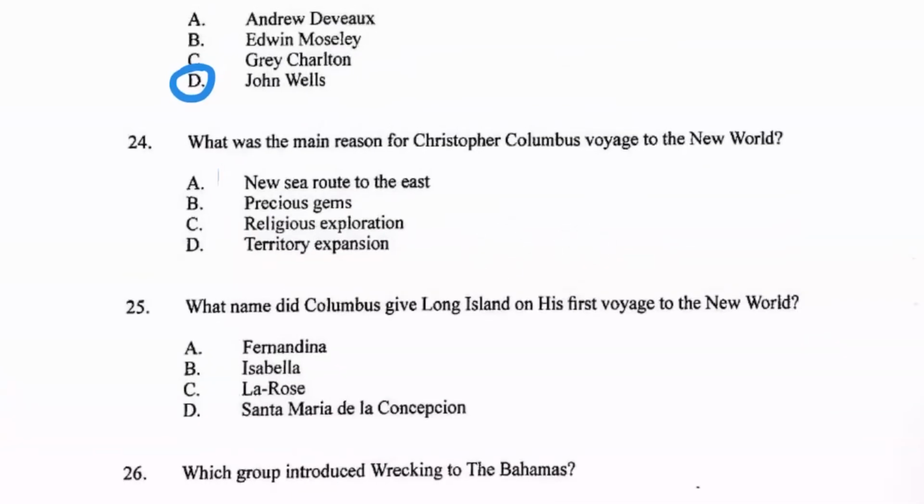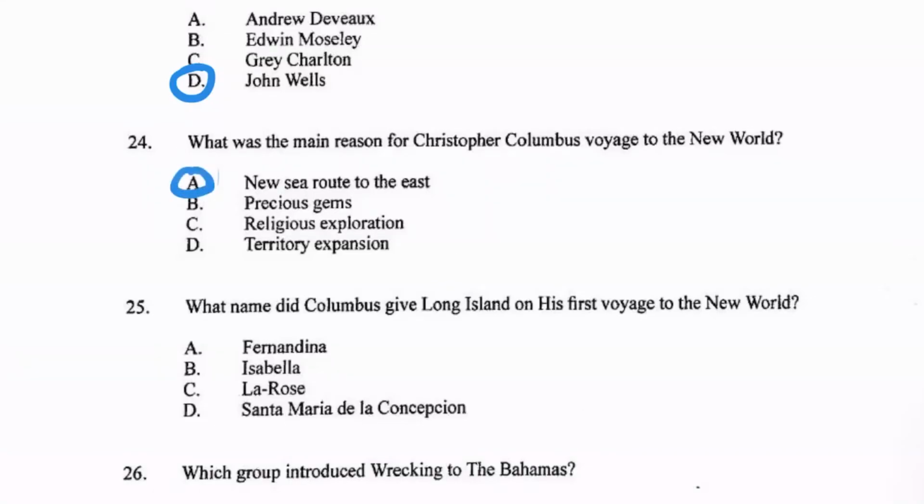Number 24, what was the main reason for Christopher Columbus' voyage to the New World? A, new sea route to the east, B, for precious gems, C, religious exploration, or D, territory expansion? Someone said religious exploration. Some are saying new sea route to the east. Jonathan is saying territory expansion. Well, this one can be a tricky one as well. I'll tell you why. Because everything that's written here, A through D, all of those things, well, let me put it this way. The answer is A.